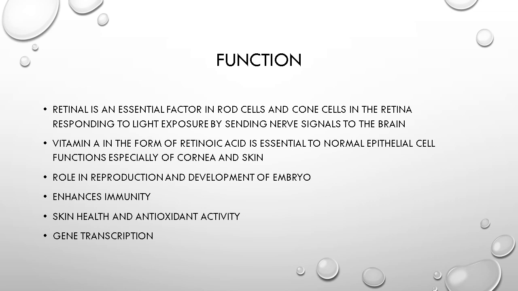What is the function of vitamin A? So first is the retinol form. We're not talking about the other forms, it has various forms, so we're talking about retinol. Retinol is an essential factor in rod cells and cone cells present in the retina, responding to light exposure by sending nerve signals to the brain. So basically retinol is very important for these cells, rod and cone cells present in the retina, for vision, for color vision.